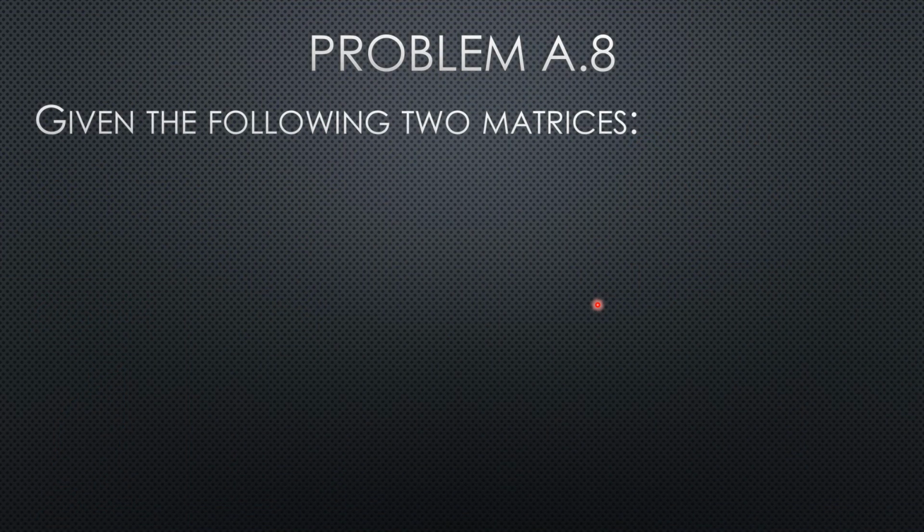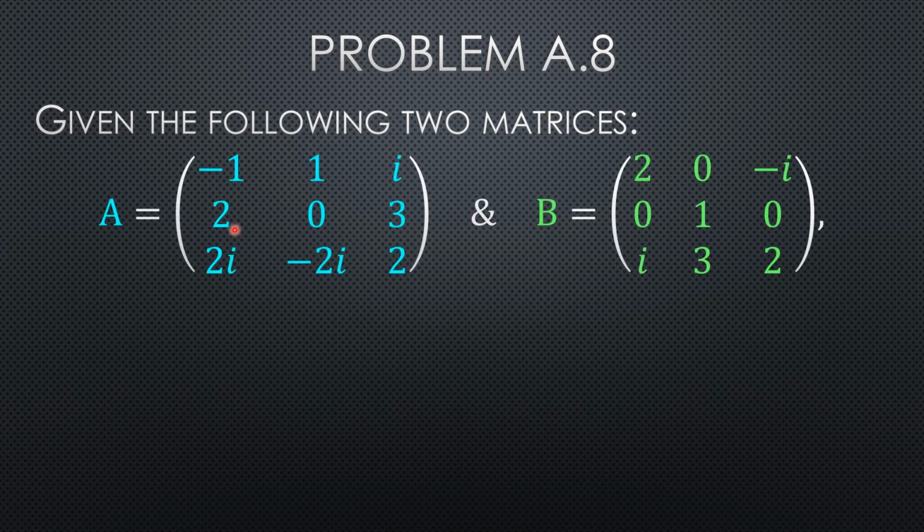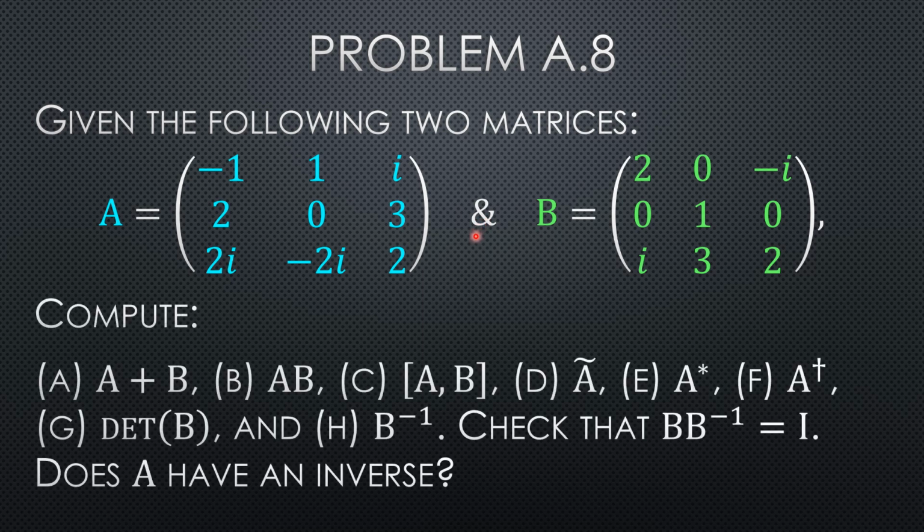In this problem, A.8, we are given the following two matrices, A and B, which are both with complex entries. In this case, we have reals and imaginaries colliding. That being said, we're tasked with computing the following entities: their sum, their product, their commutator, transpose, conjugate, Hermitian conjugate, the determinant, and finally their inverse.